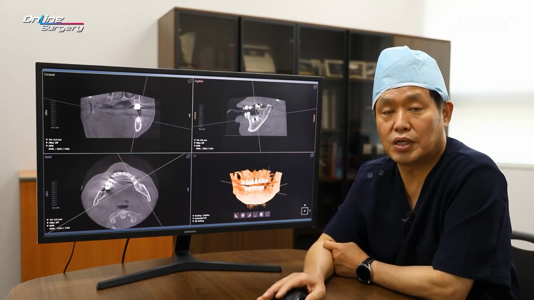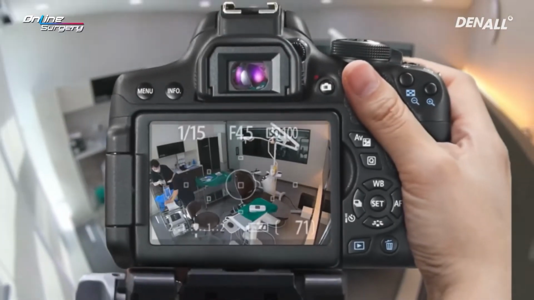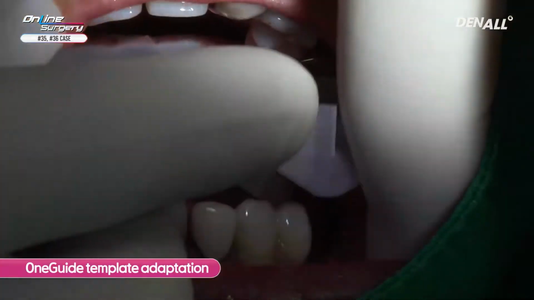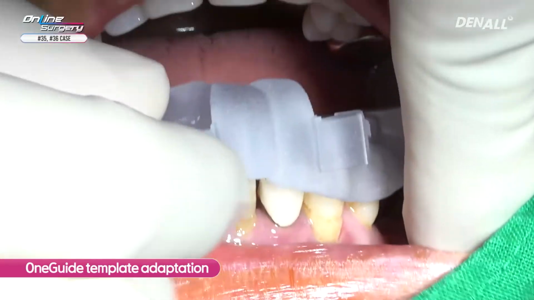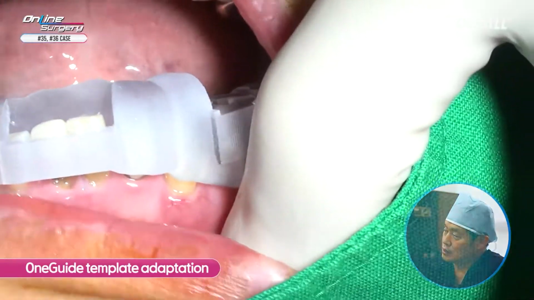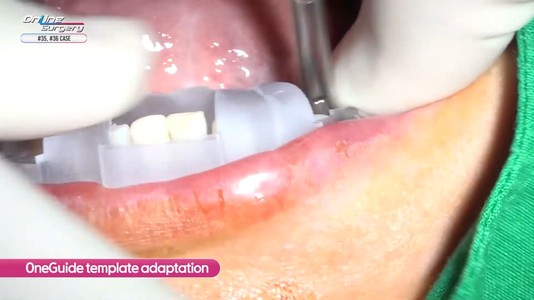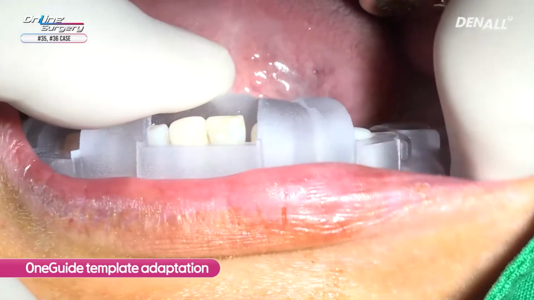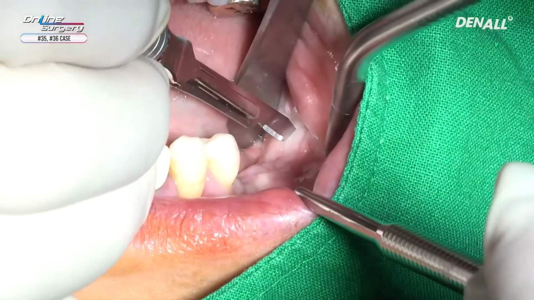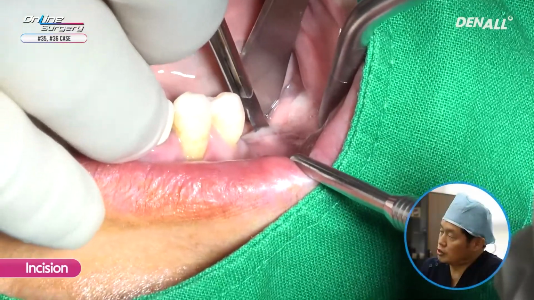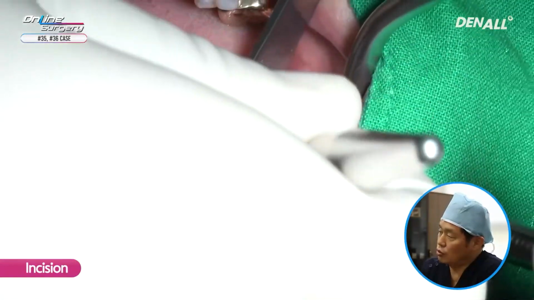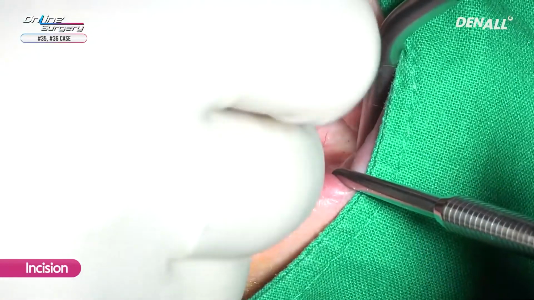Let's look at the surgical video. OneGuide template was checked once again whether it fit well. Of course, I also did it before surgery. There was insufficient attached gingiva and GBR was planned. Although OneGuide will be used, incision was made and surgery was proceeded with slightly reflected flap.